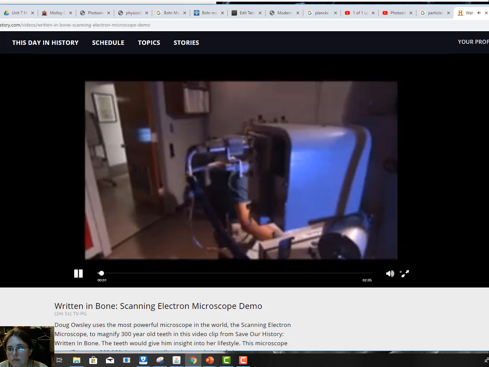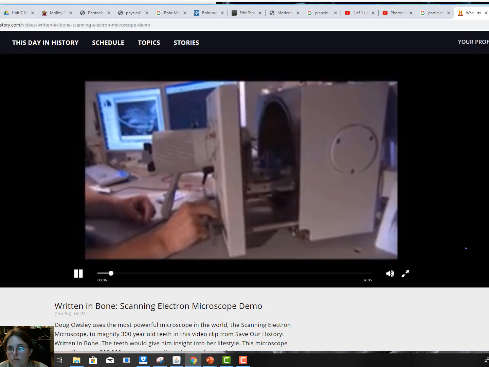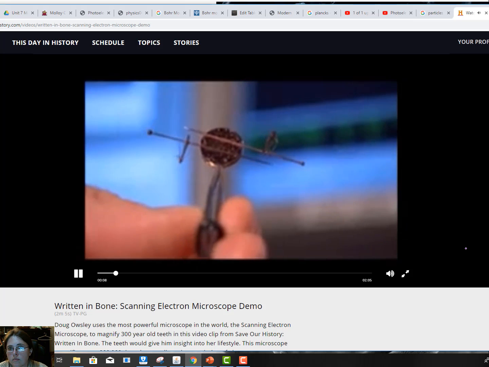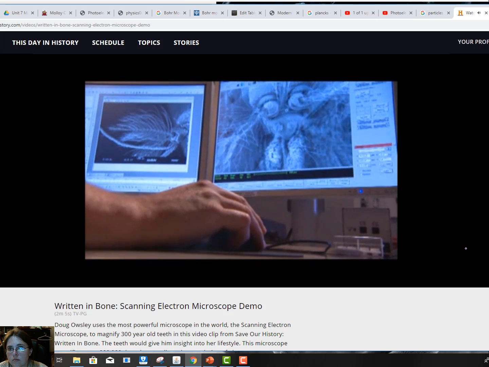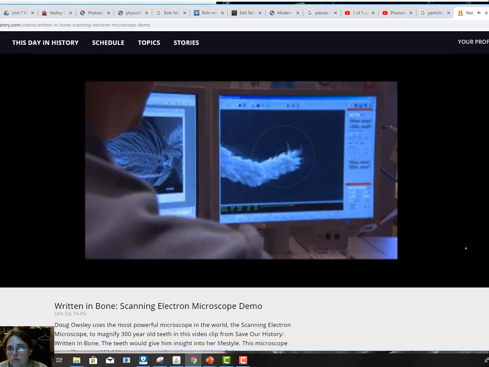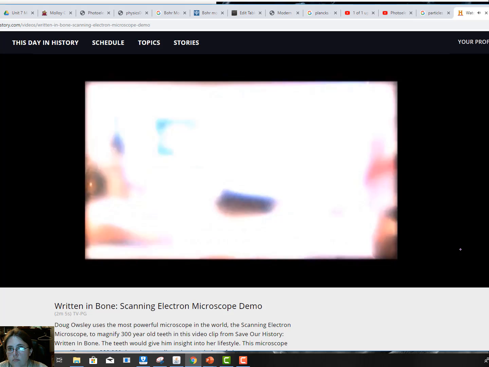The scanning electron microscope is one of the most powerful microscopes in the world. It magnifies objects up to 200,000 times. That kind of power can make an Asian tiger mosquito, for example, which is only 5 millimeters long, look like an alien creature the size of a T-Rex.